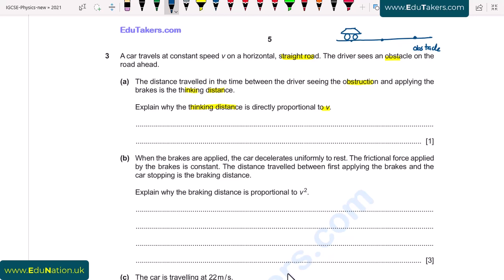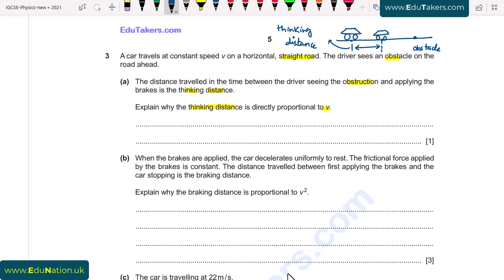So if I consider that at this position he applies the brake, then this distance is basically the thinking distance. I write here, this distance is the thinking distance. Here we have to show that the thinking distance is directly proportional to v.